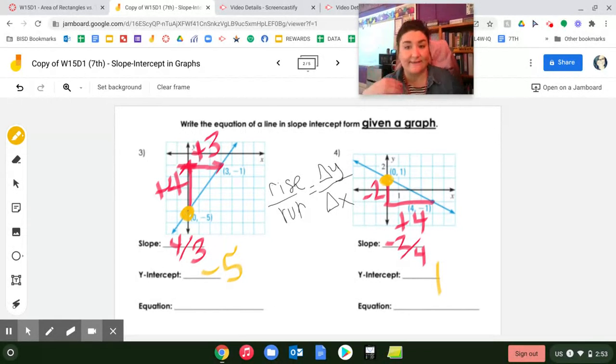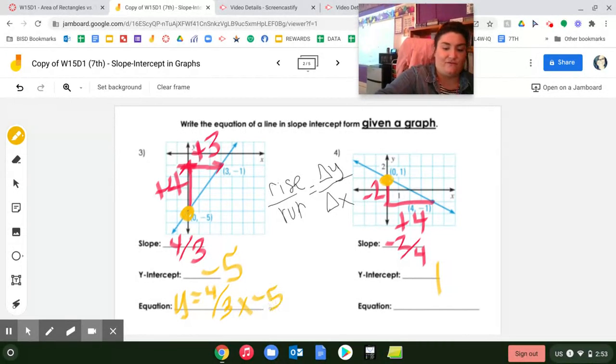So now, just like the last two problems, they've given us the information. Now we just plug it into that formula. So y equals 4/3 x minus 5. Y equals -2/4 x plus 1. Okay.